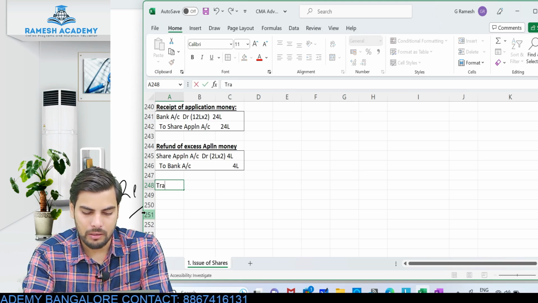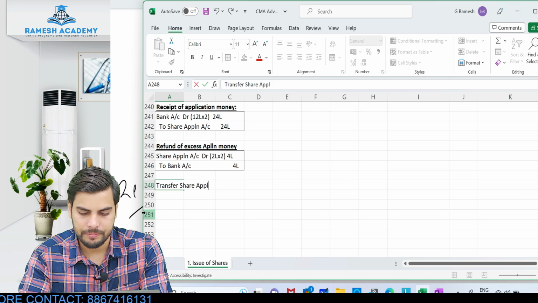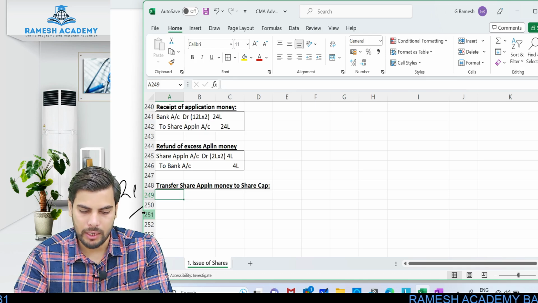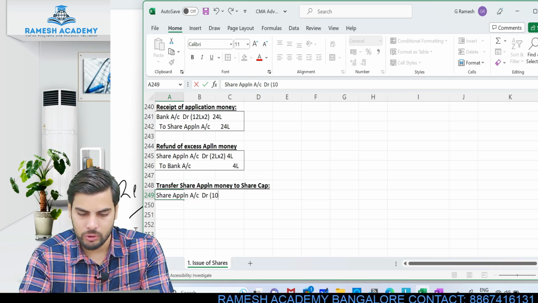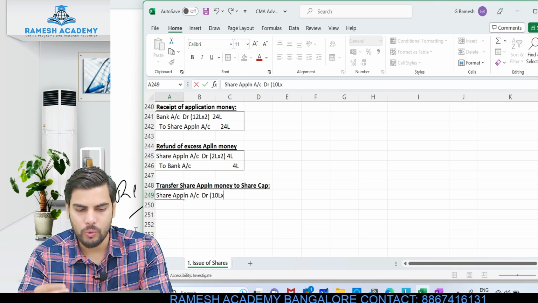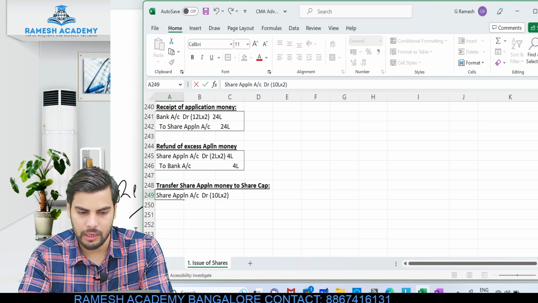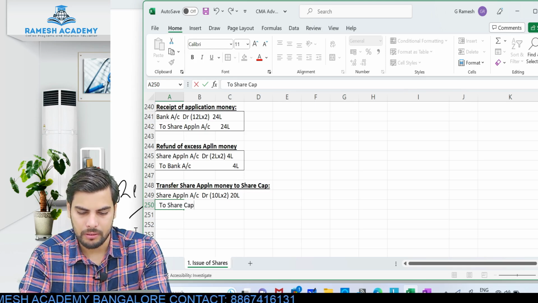So the next entry will be the transfer of share application money to share capital. The entry would go like this: share application account debit. You can either compare 24 and 4, or out of 12 lakh, 2 lakh shares have already been refunded. So 10 lakh shares is what I need to transfer to share capital. So 10 lakh into 2, this would be 20 lakhs, to share capital.